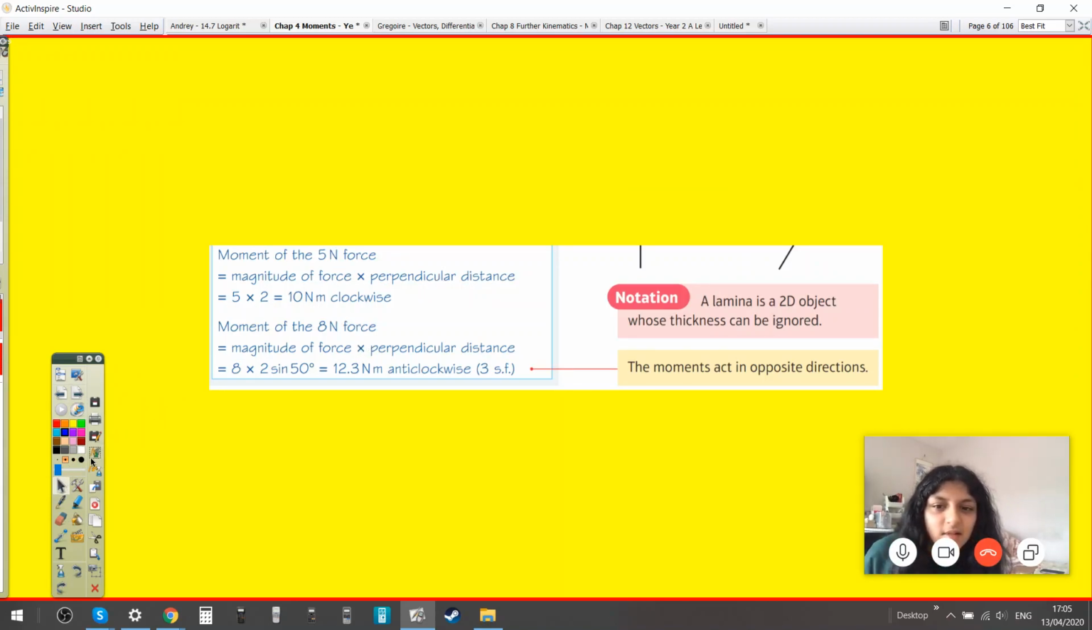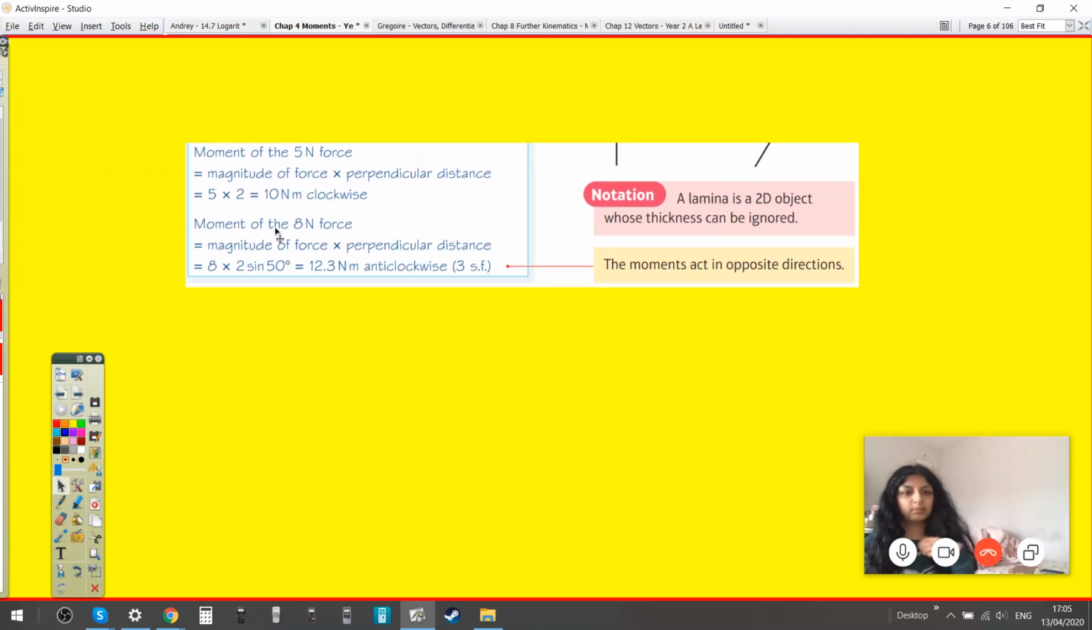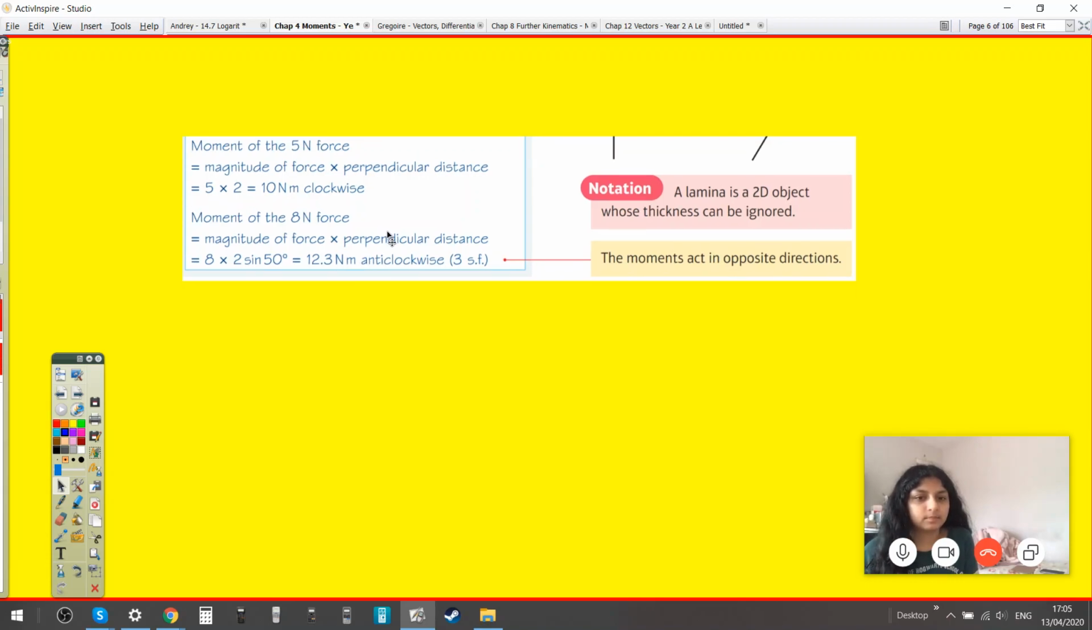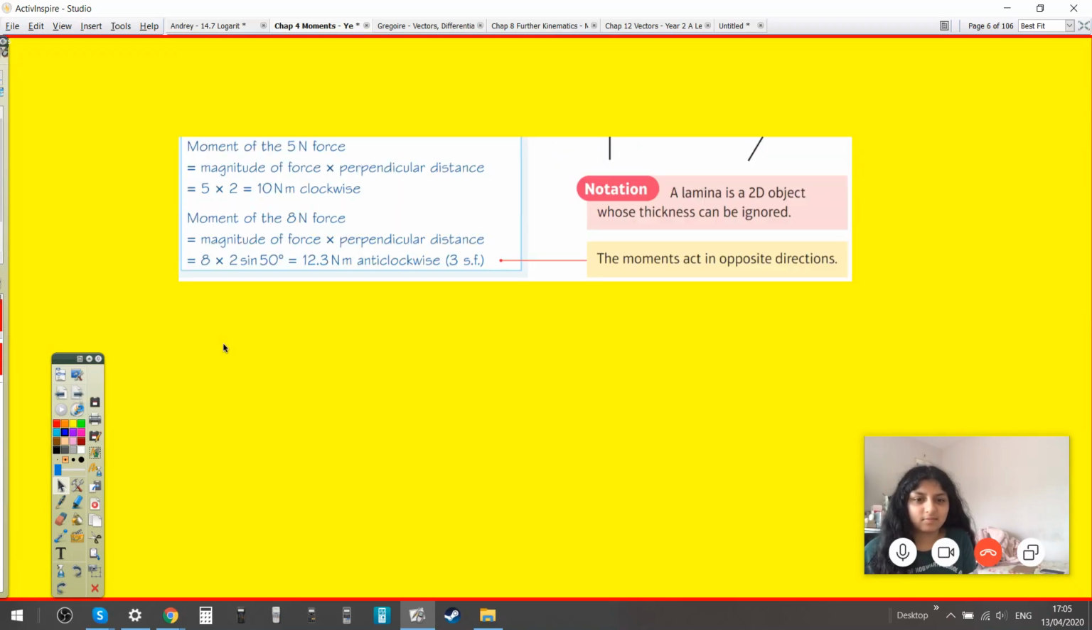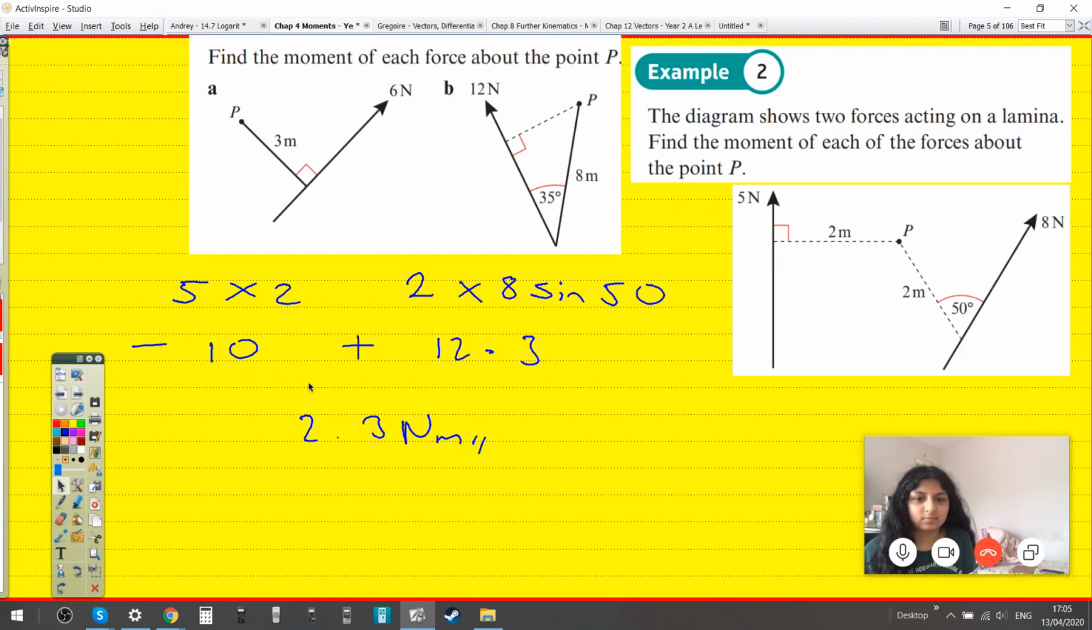Magnitude of that one is 10. Magnitude of that is 12.3. Find the moment of each force. They just wanted them. But it's a lot more useful to have that one. The fact that it is 2.3 and a positive answer tells you that it's going anti-clockwise. Any questions there?